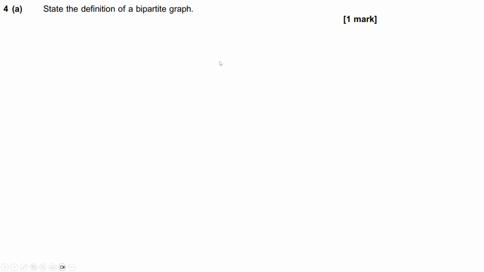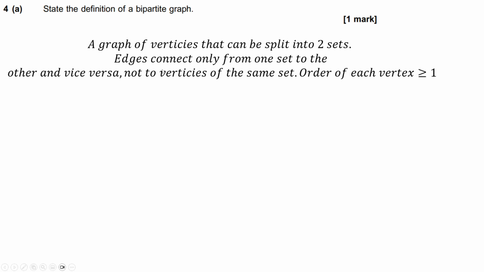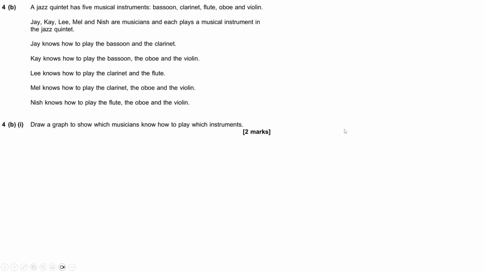State the definition of a bipartite graph. It's basically one where your nodes are split up into two sets, and edges can only cross from one set onto the other set. They can't connect within the same set. So you can just read this definition here that I've put.